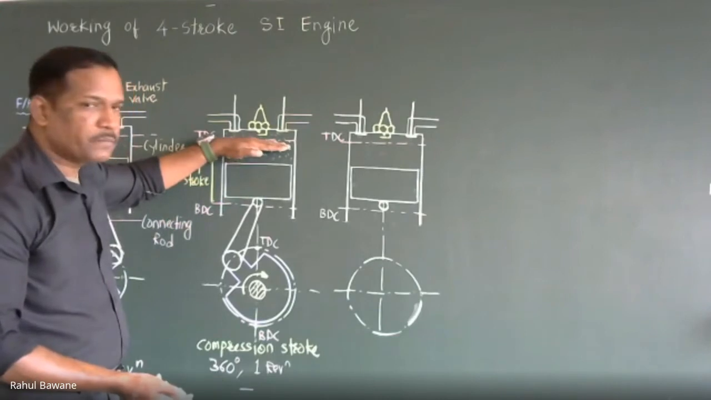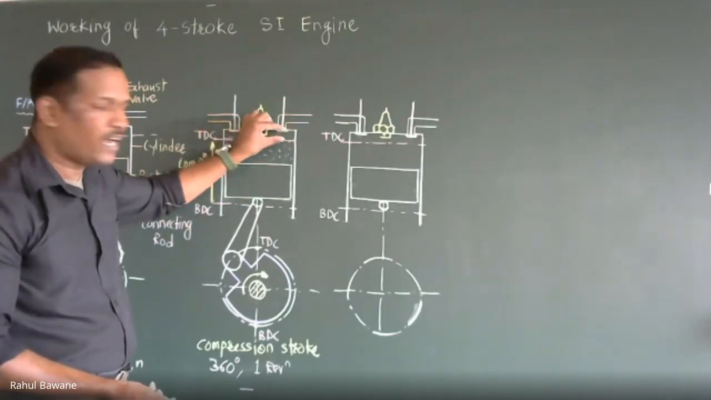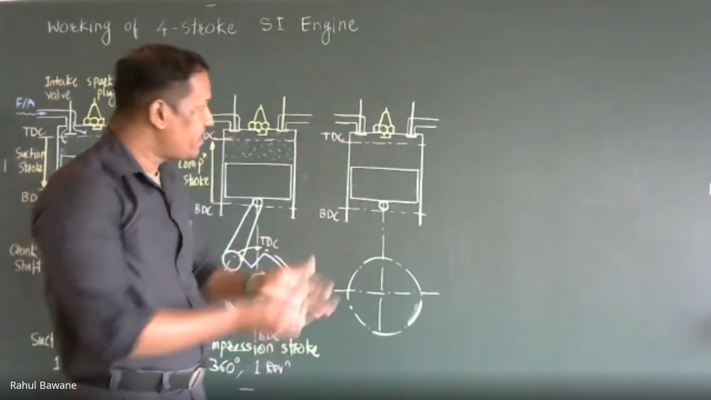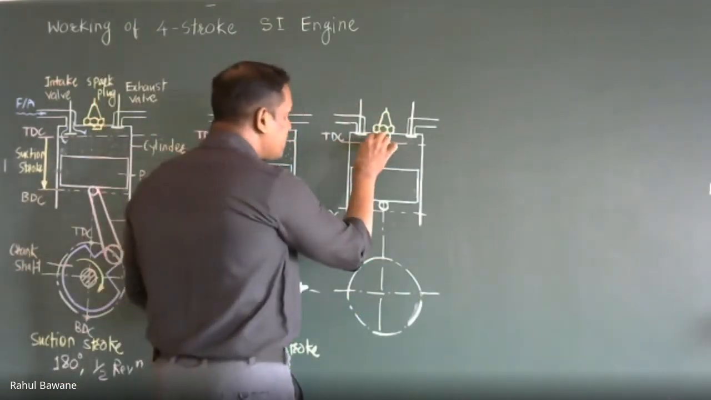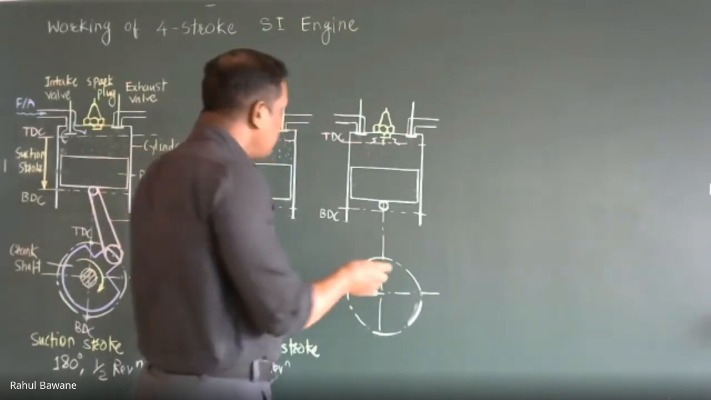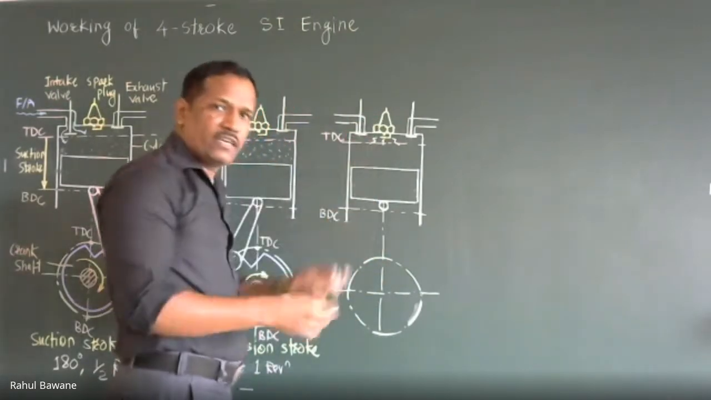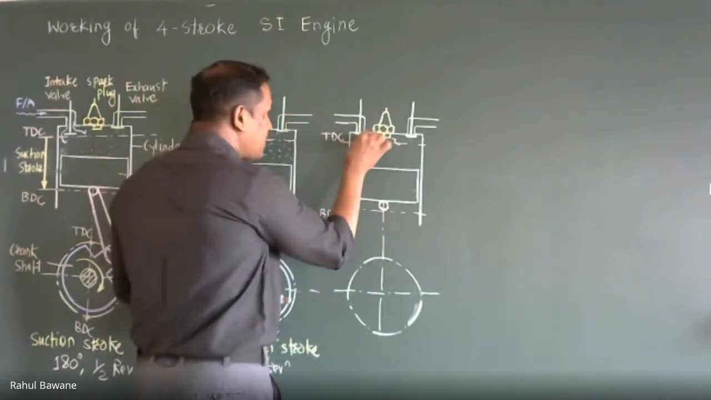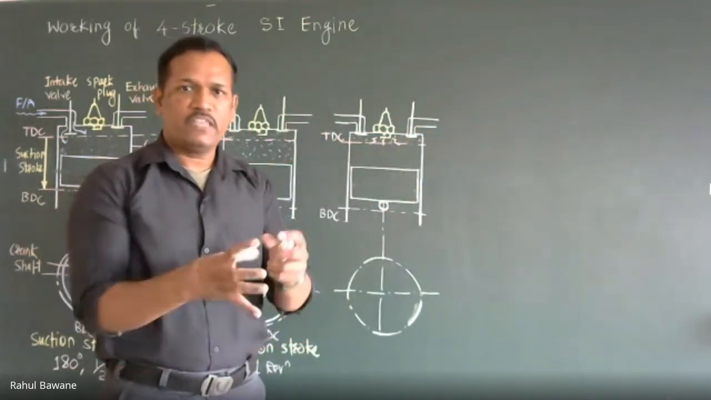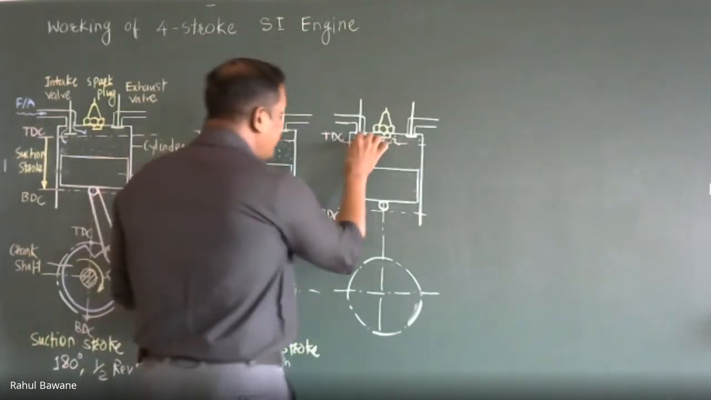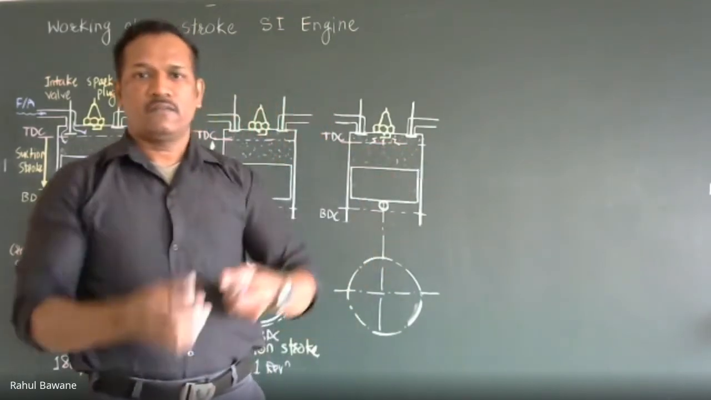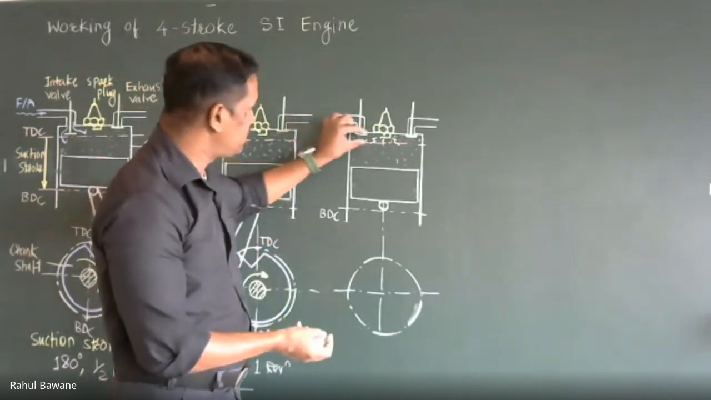At the end of the compression stroke, the complete charge is compressed to high pressure and high temperature, and it is here in this gap only. At that time, the spark is ignited. As soon as this spark is ignited, the compressed air-fuel mixture, which is already at high pressure and temperature, burns due to this spark, and just like an explosion, a tremendous amount of energy is evolved, and these burning gases now try to expand, because you already compressed them to this much volume.